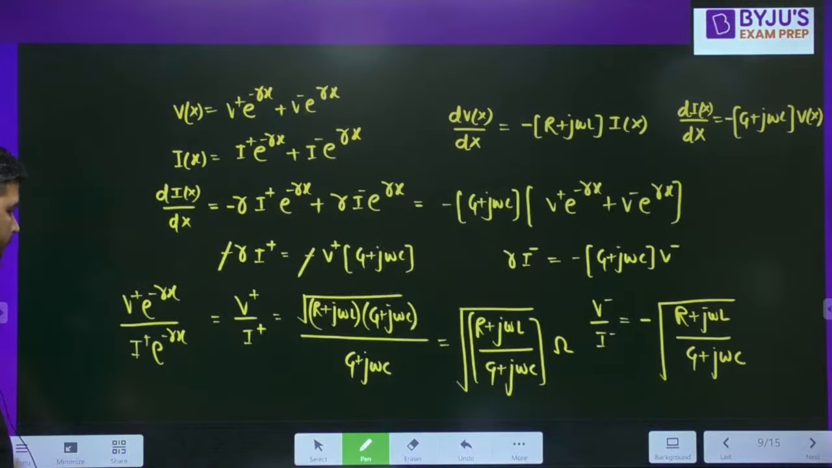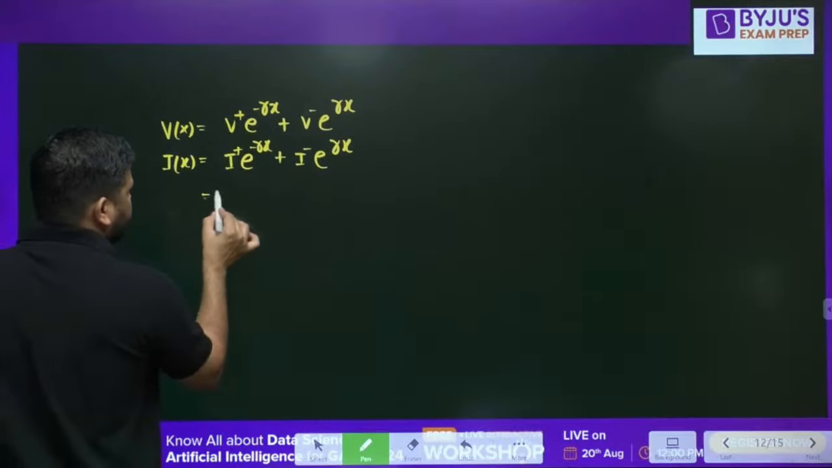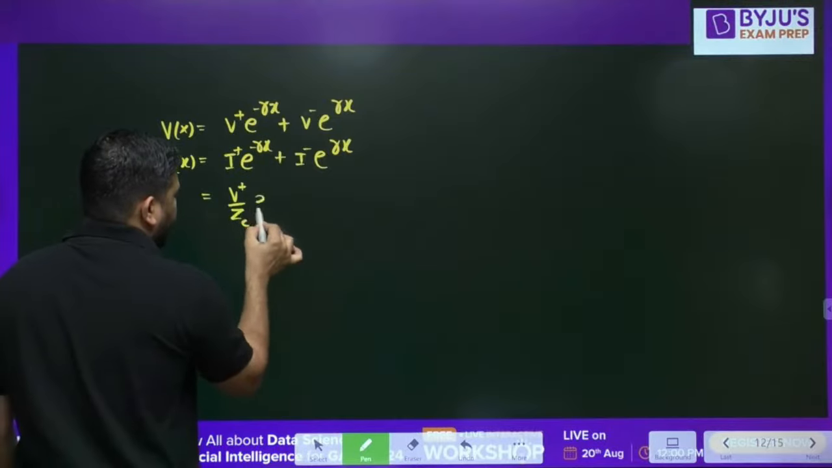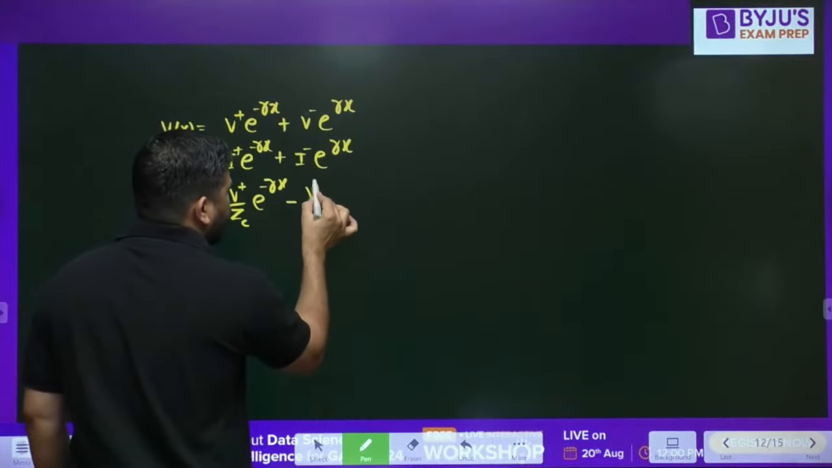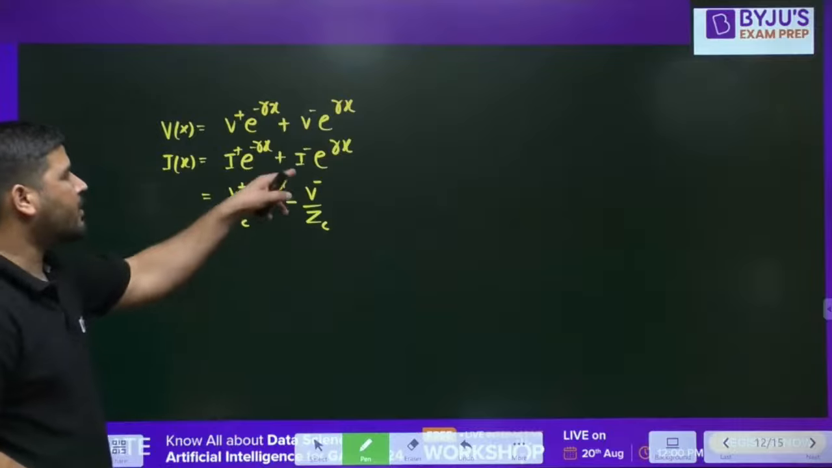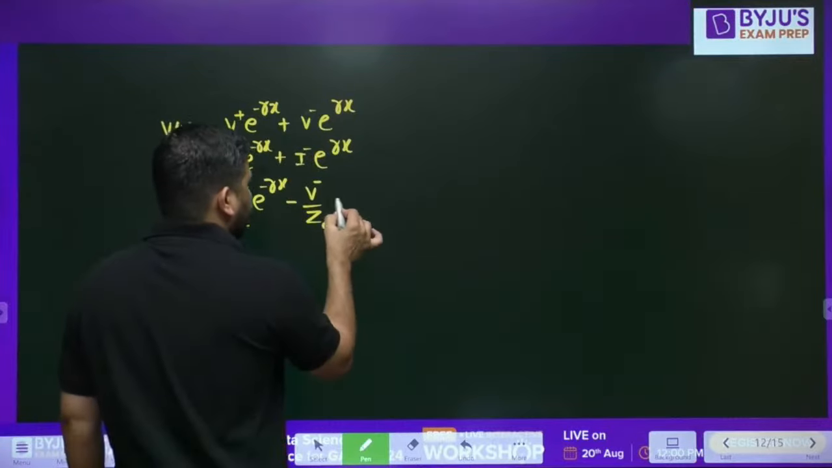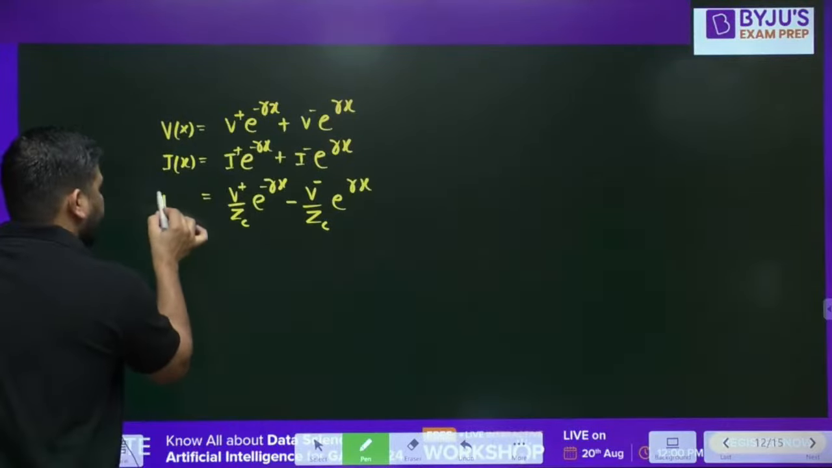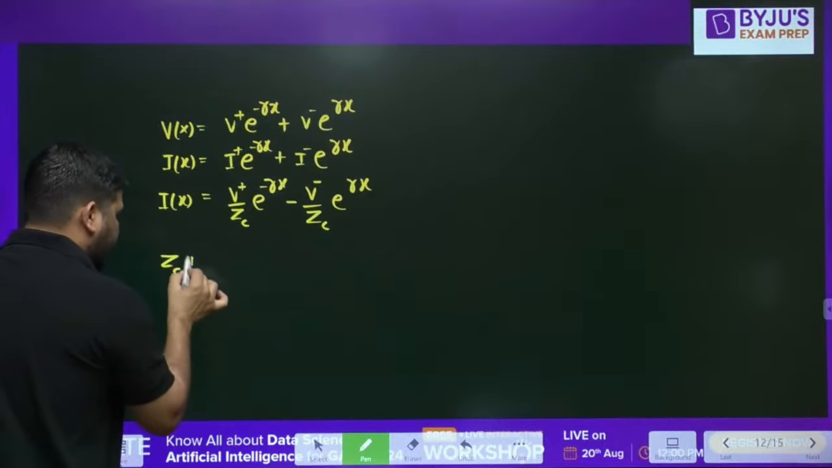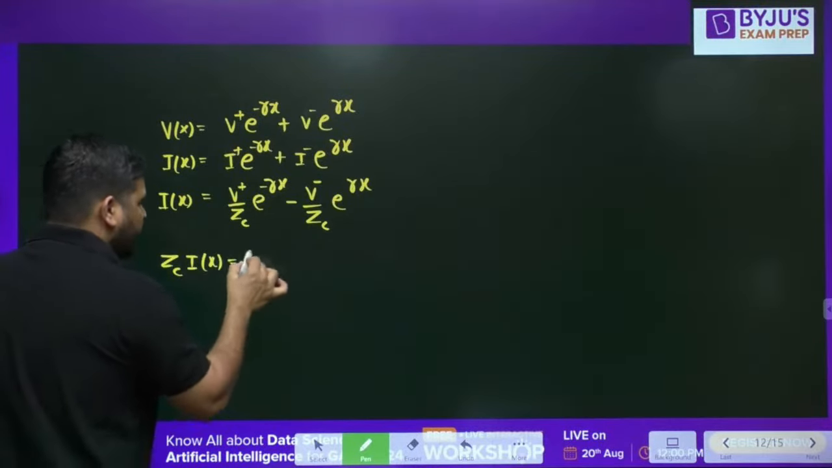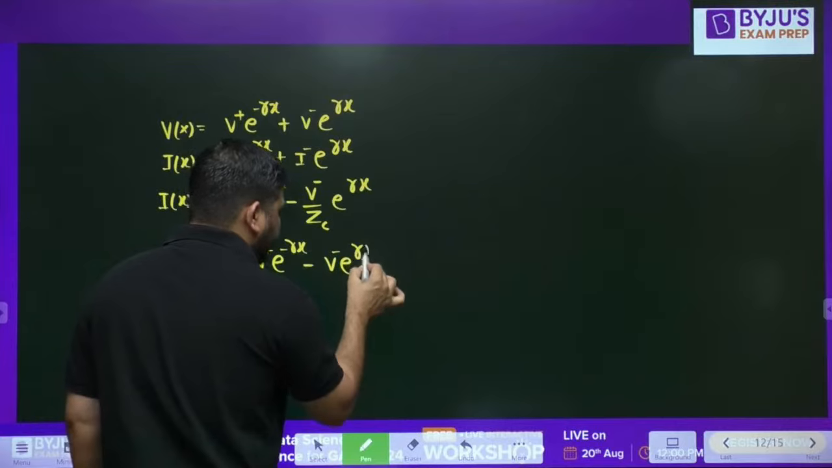Now we have understood that V plus by I plus is Zc. So I can replace I plus with V plus by Zc, times e to the power minus gamma x, and I minus can be represented as minus V minus by Zc, because we know that V minus by I minus is minus Zc. Is it clear, everyone? This is Ix. Now take this Zc to the other side: Zc into Ix is equal to V plus e to the power minus gamma x minus V minus e to the power gamma x.